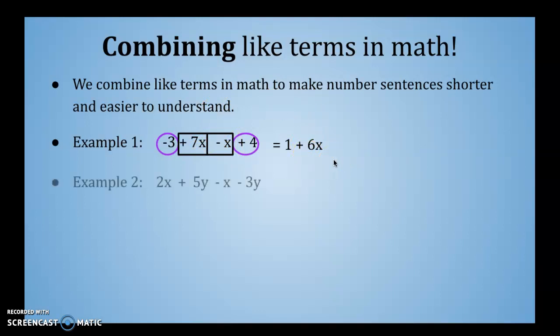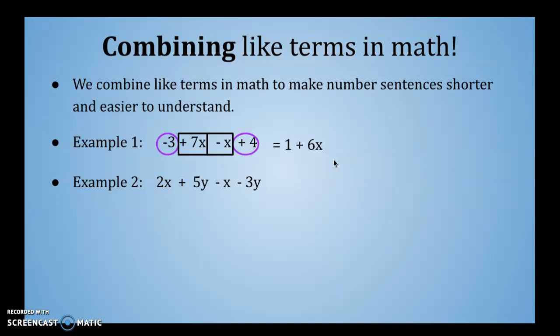And that's how you combine like terms in math. So identify the ones that are the same and then combine them. So here's our next example. Notice this time we have numbers that have 2 different variables. Well, that's okay. We can combine x's with x's and the y's with y's. They can't be different things.